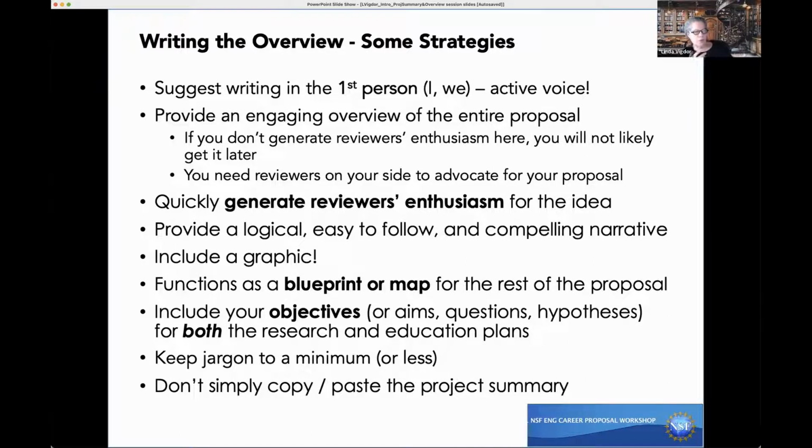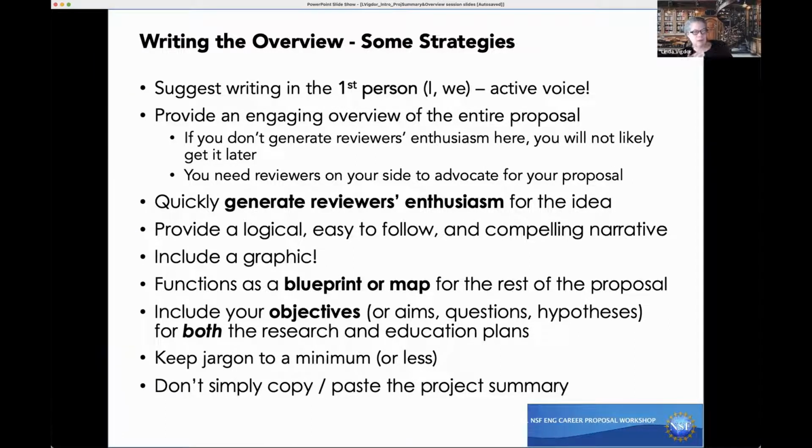This overview will also function as a blueprint or kind of a map for the rest of the proposal. So however you lay things out in this overview, that organizational structure should follow through in the rest of the 15 pages. This is one way to help ensure that reviewers don't get confused.